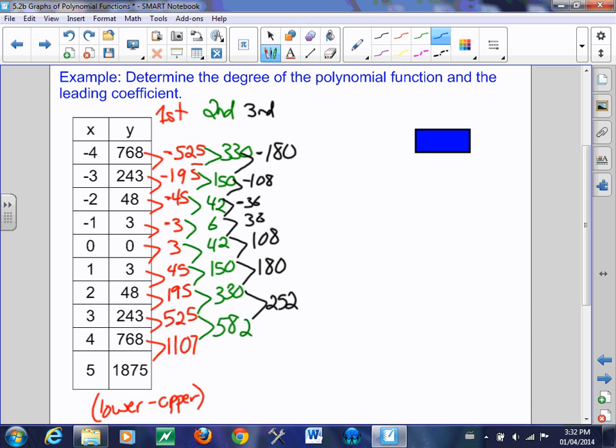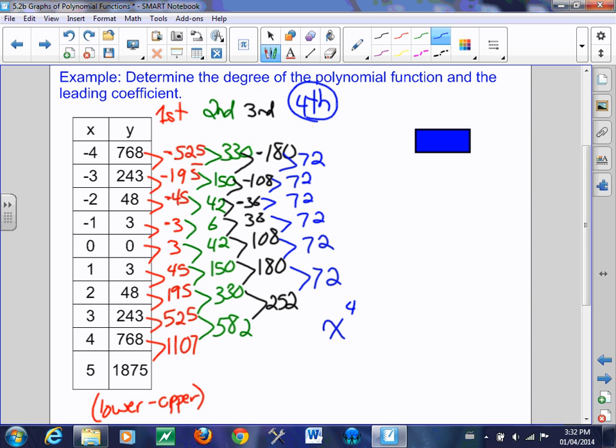I know this takes a lot of work, but we'll see how close we get here. So, fourth differences. When I plug these in, I have 72, 72. Aha, I see a pattern. Okay, so since it's 72, that means that when we have the fourth differences the same, the leading term has to be x to the fourth. And we call that a quartic.